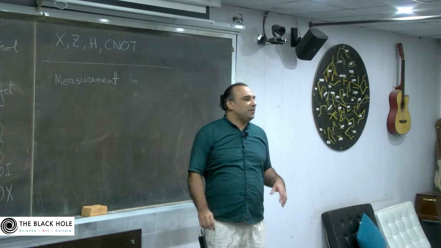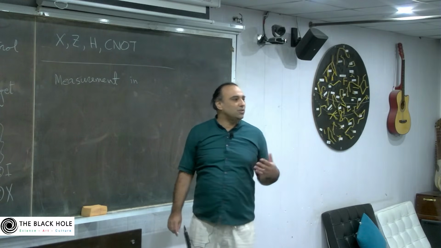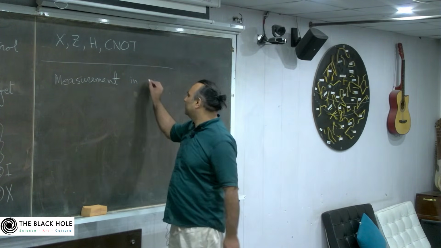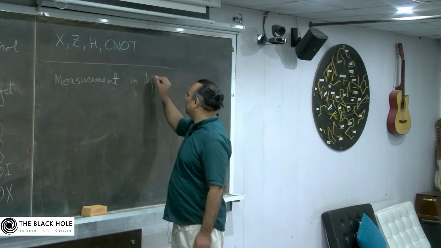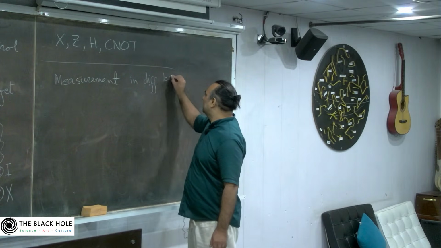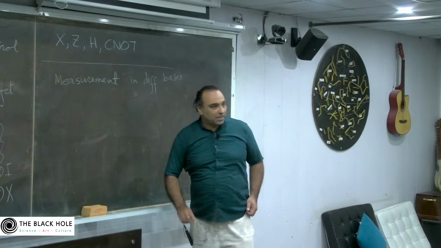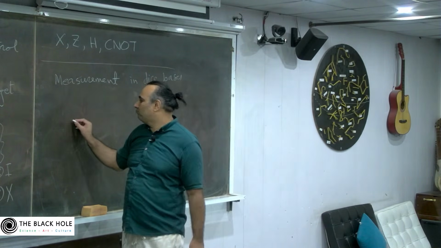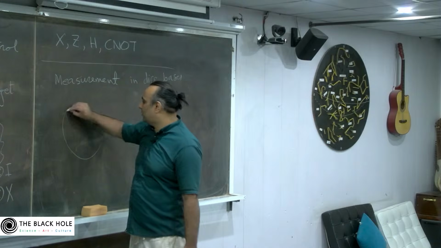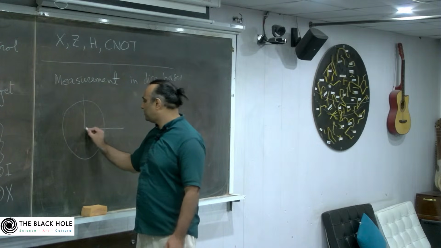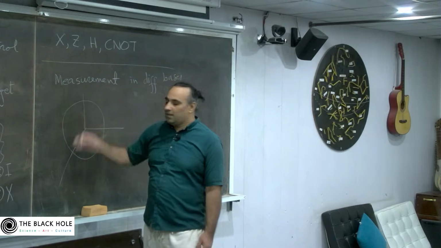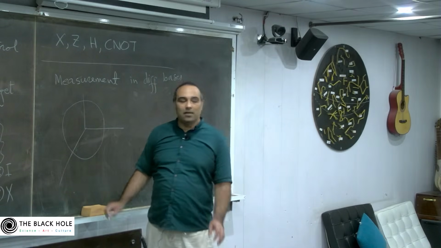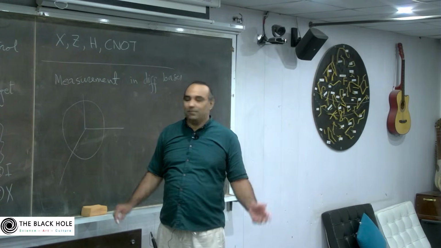We can perform measurement in different bases. We can choose any basis and perform measurement. What does that mean? Suppose we have, again, let's draw the Bloch sphere. And this is Z, this is X, this is Y. Suppose we have a system in state 0.